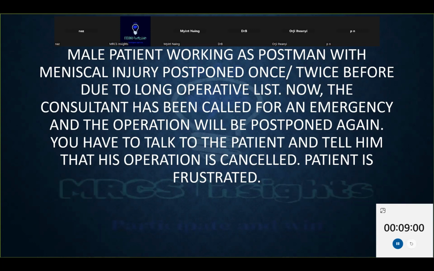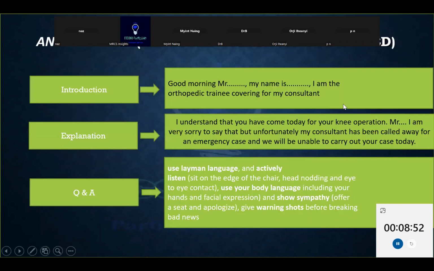You may proceed. Okay, so I'm one of the orthopedic trainees here covering for my consultant today. I can see you here waiting for the operation, sir. Is it my turn now for the operation? I know that you have come for your operation, which is scheduled today, but I'm really sorry to say that our consultant is called away for an emergency case, and we are unable to carry out your case today. What do you mean by that?